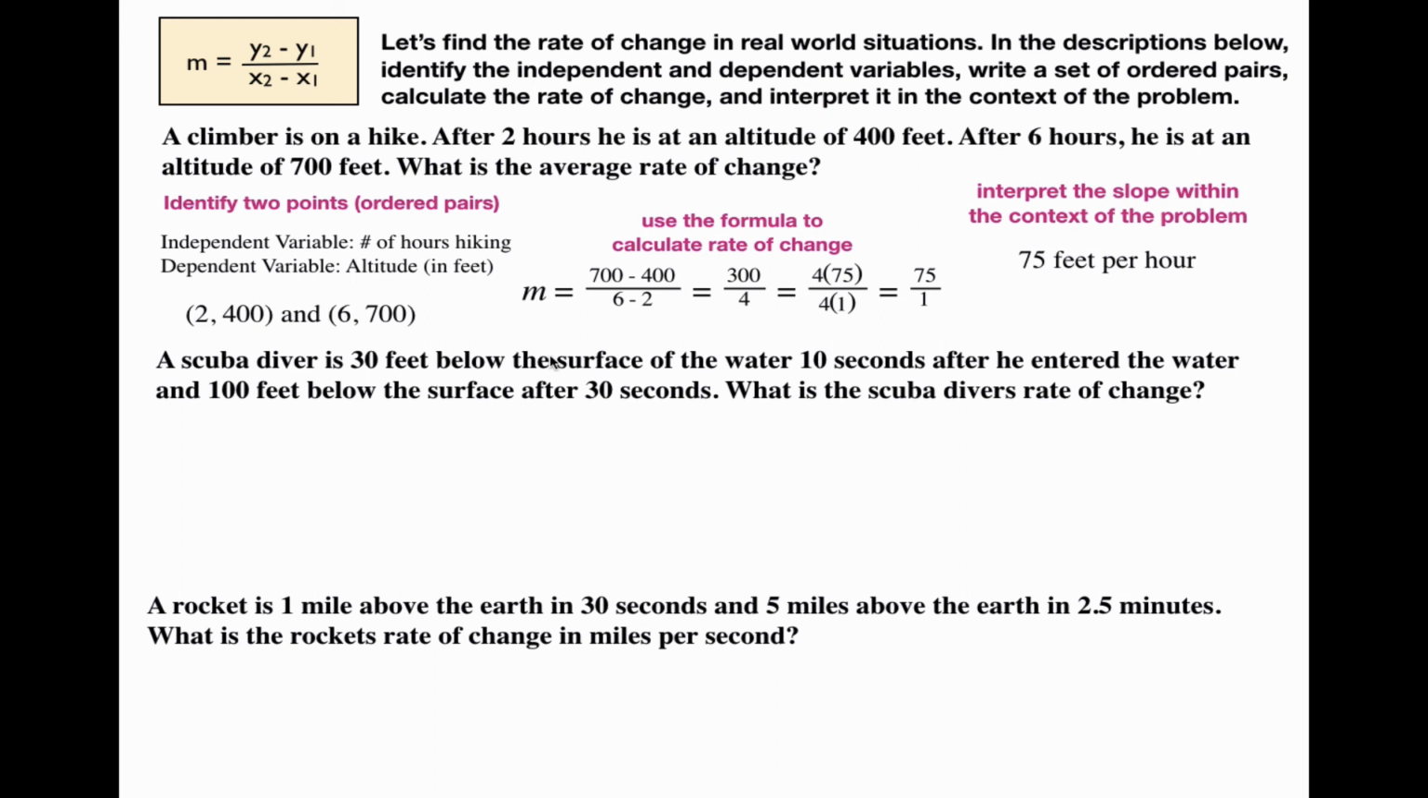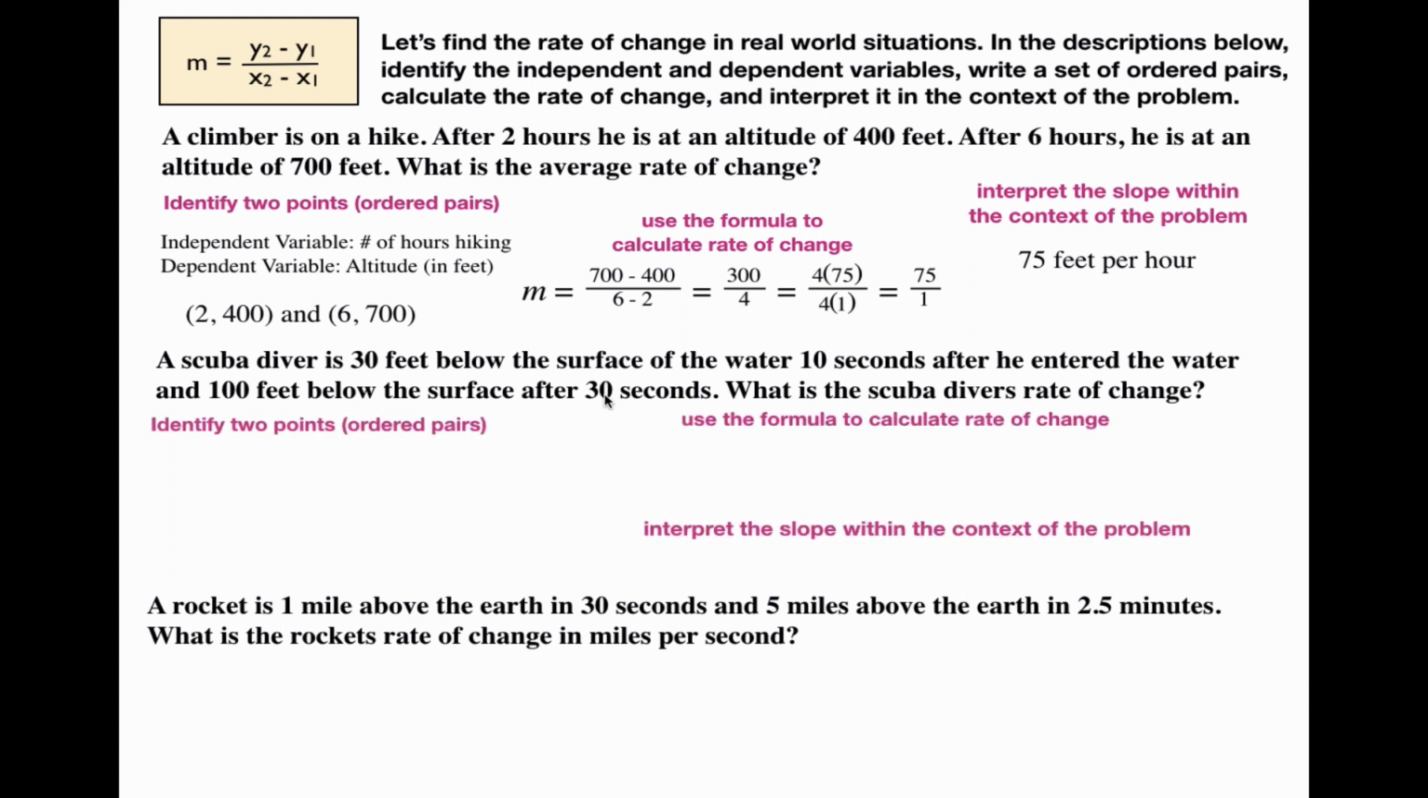So knowing that is very important, because some of you might have been tempted to just write 30 and 10 and 100, because the structure of the sentence has this number first and that number second. But if you did that, your rate of change is going to be all messed up, and I'll show you why at the end of this problem.